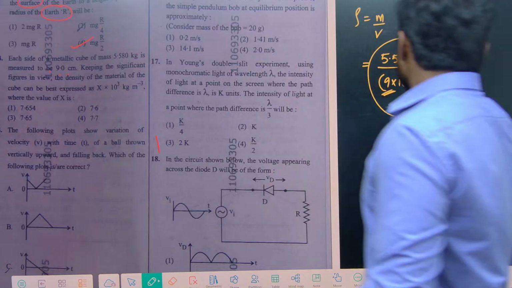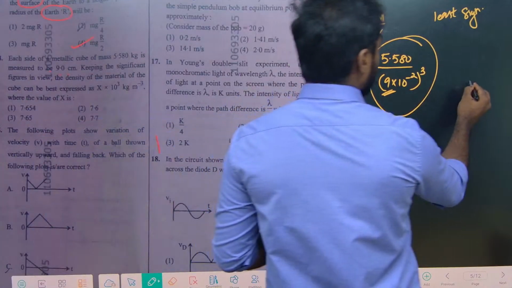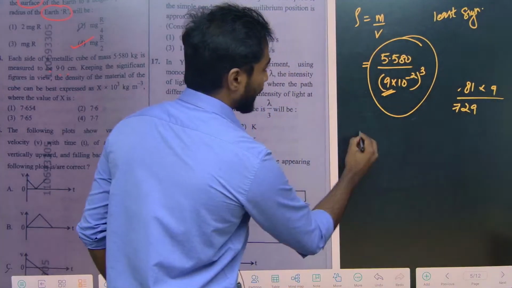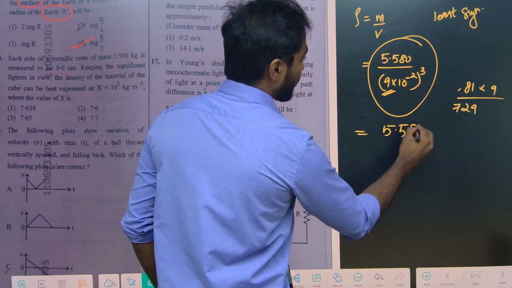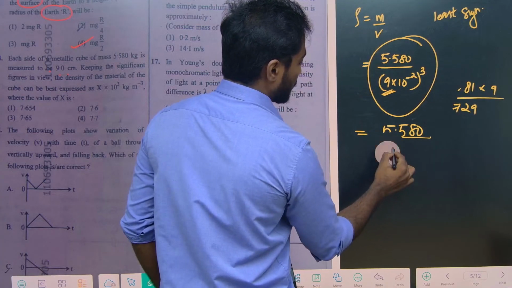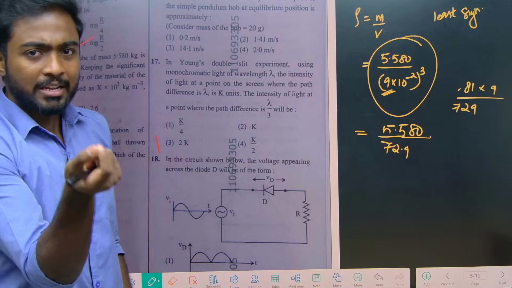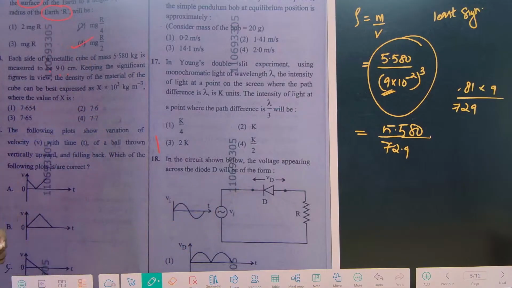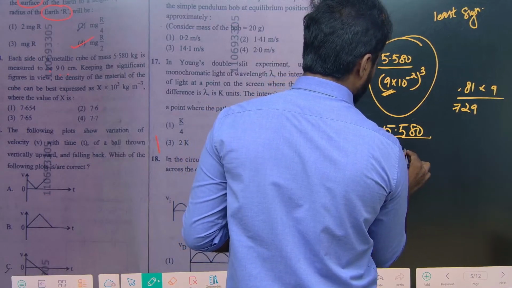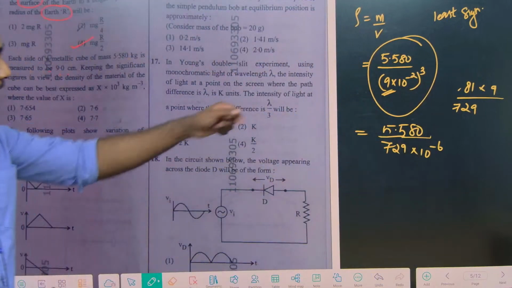Okay, so 9 into 9 is 81. Again 81 into 9 I need to take. 81 into 9 is nothing but 9 into 1 is 9, and 9 eights are 72. So I can say that it is 5.580 divided by 7.29, or we can also take 72.9. We can take just one decimal, the least decimal, like they have taken. I need to consider it as 729 into 10 power minus 6, minus 6, kada. Now you can calculate it.